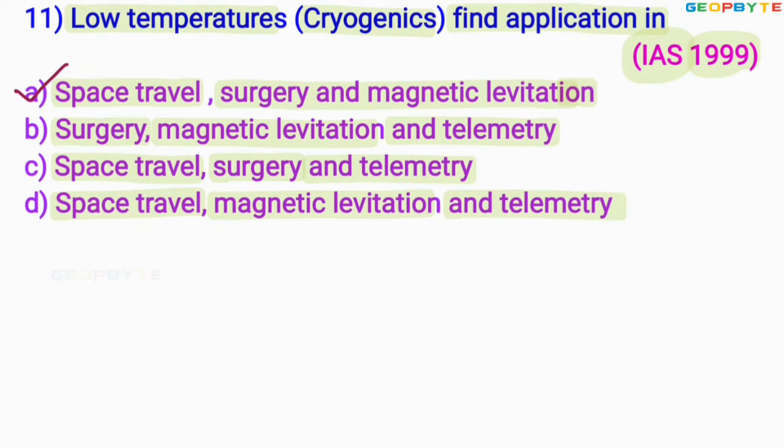Dear friends, remember, the method of providing and maintaining artificially very low temperatures is called cryogenics. That mechanism is generally used in space travel, surgery and magnetic levitation. The method of artificially providing and maintaining temperatures up to minus 150 degree centigrade is called refrigeration. Beyond that temperature is called cryogenics. So cryogenics means the method of artificially providing and maintaining temperatures below minus 150 degree centigrade. Let me write that point.